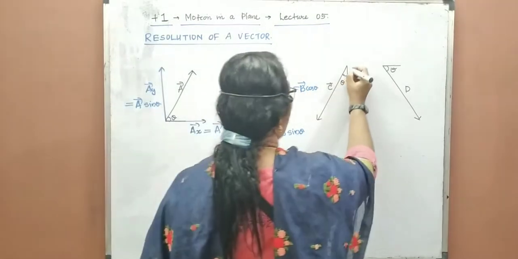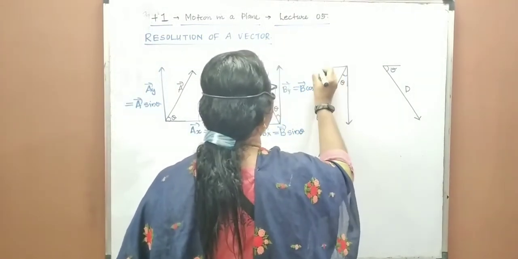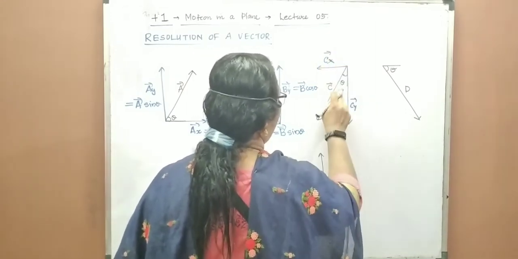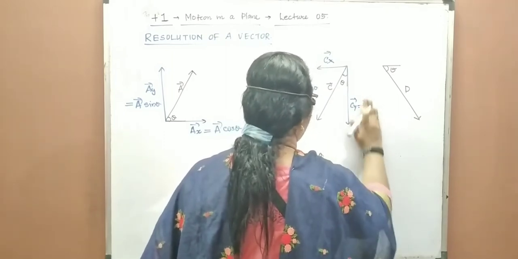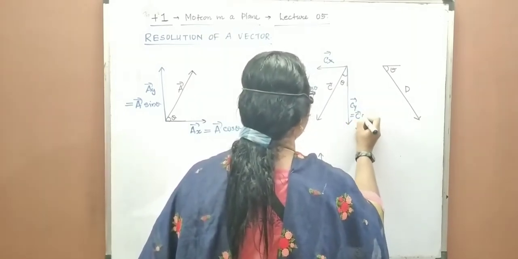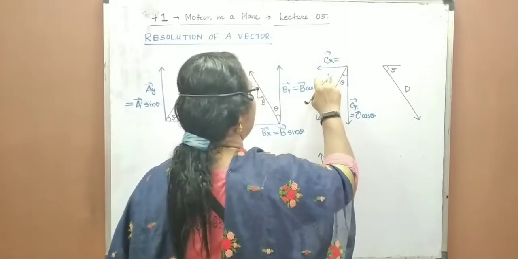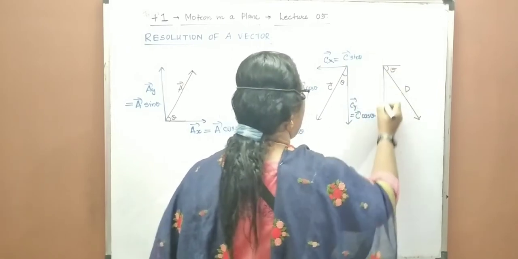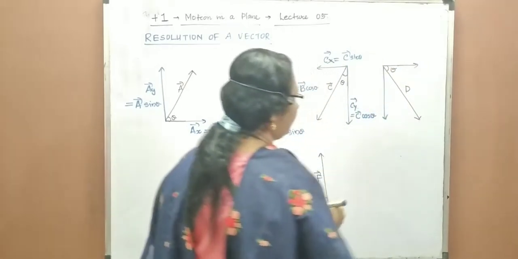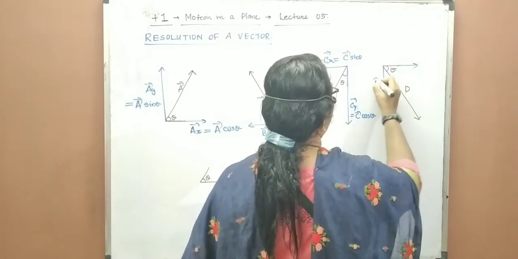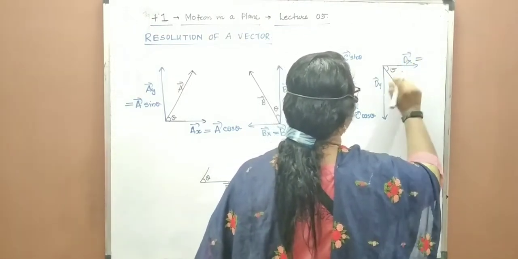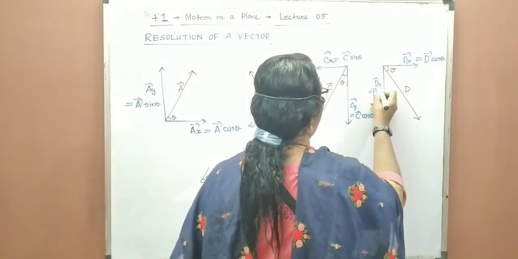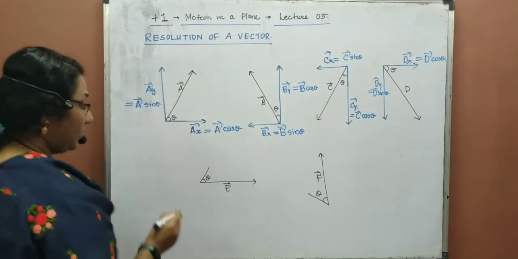Clear? How to resolve C? Down and left. This is Cx and this is Cy. Okay, nearer, Cy, we can write here. It is equal to C cos theta. Opposite to angle, Cx, C sin theta. Clear? D can be resolved into two like this. Okay, this is the dy and this is the dx. Dx nearer to theta, D cos theta, and dy, D sin theta. Clear?